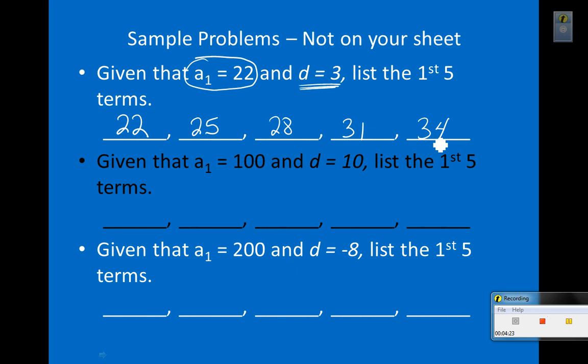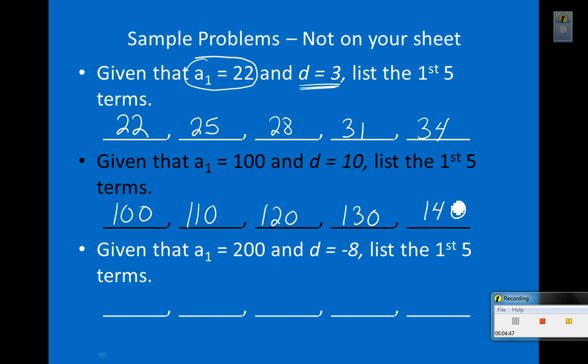Here's my second one that is not on your note sheet. Given that a sub 1 is 100 and D is 10, list the first 5 terms. Well, it's going to look like this. A sub 1 is 100. And then add 10, add 10, add 10, and add 10. And then you got it.